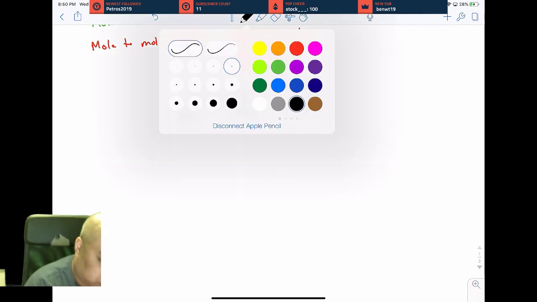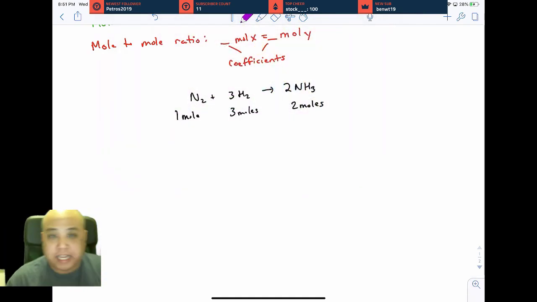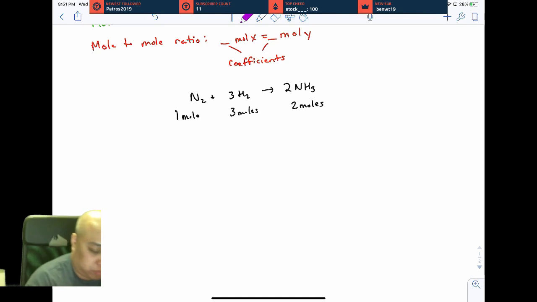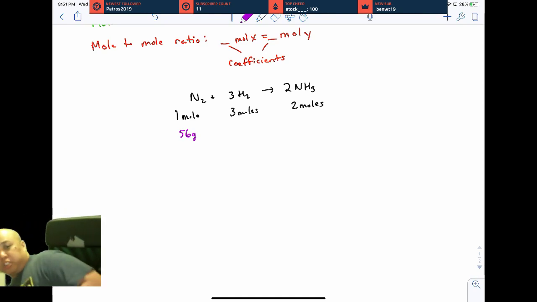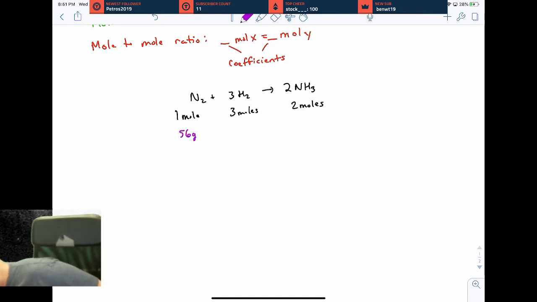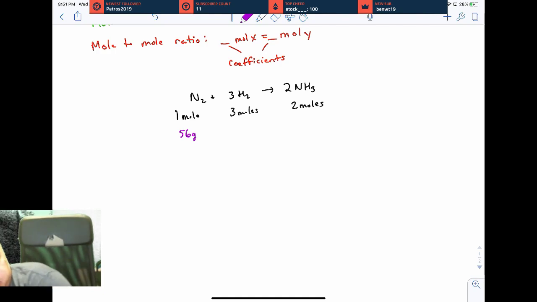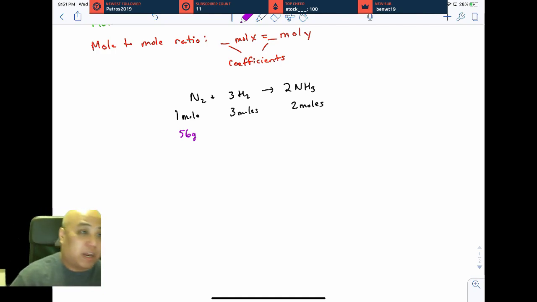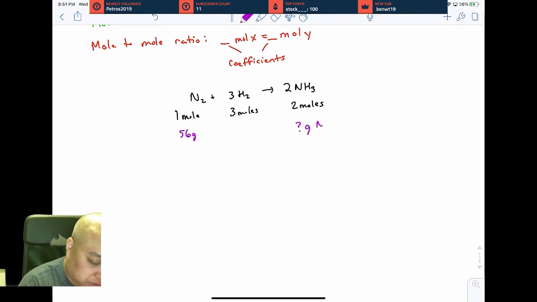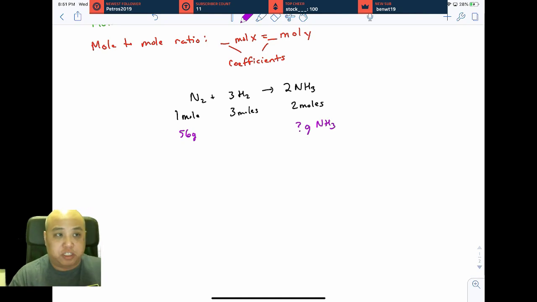And so let's say we have something like, I don't know, 56 grams of N2. And we are trying to calculate how many grams of NH3 are produced from this. Okay, so we'll just say we're trying to figure out how many grams of NH3 are produced from 56 grams of N2.